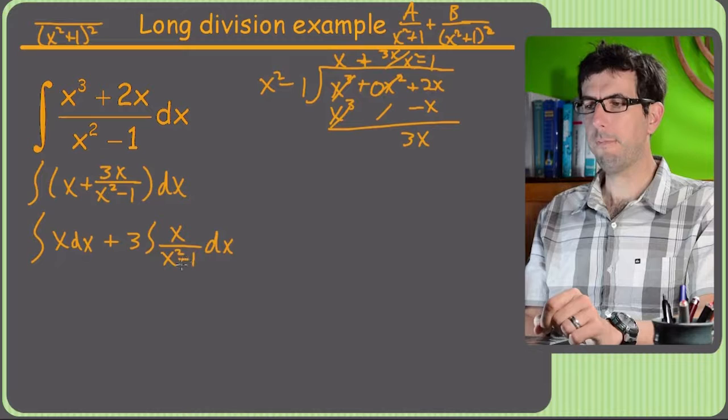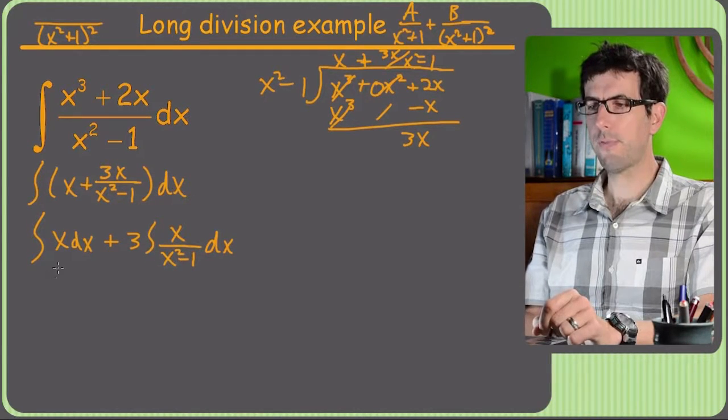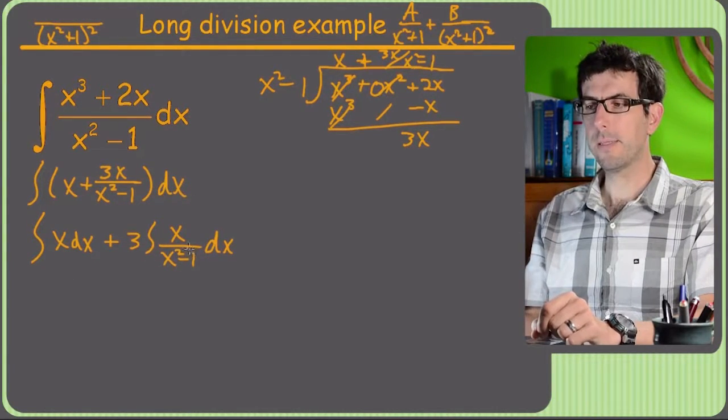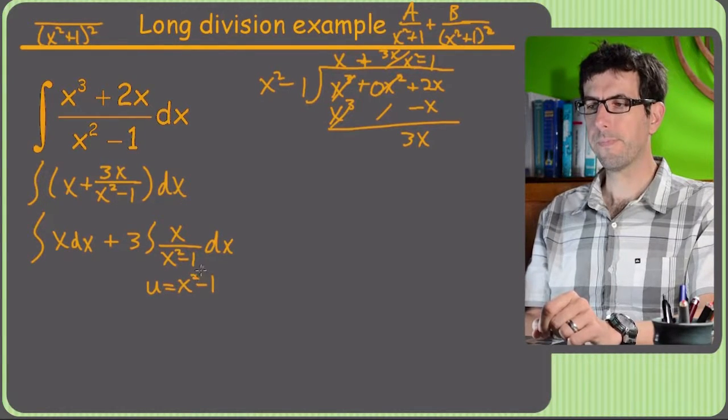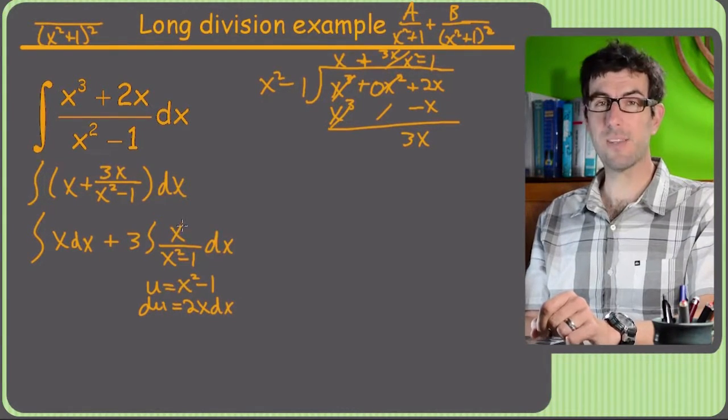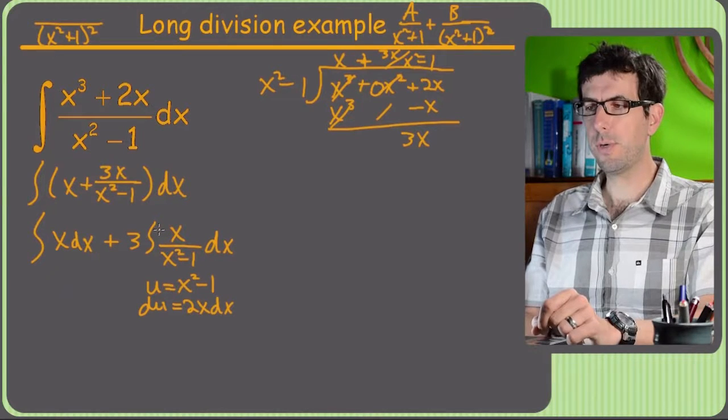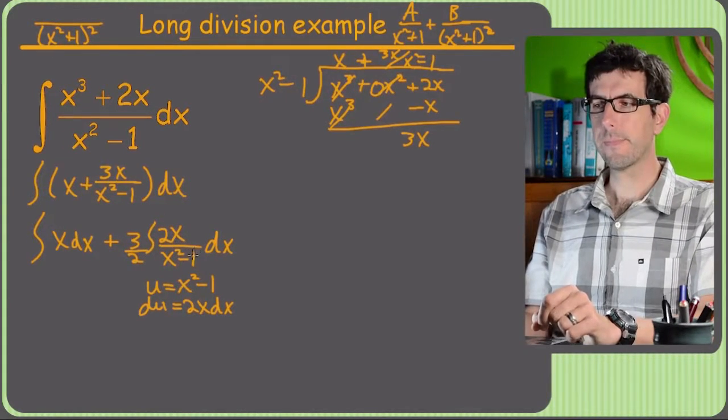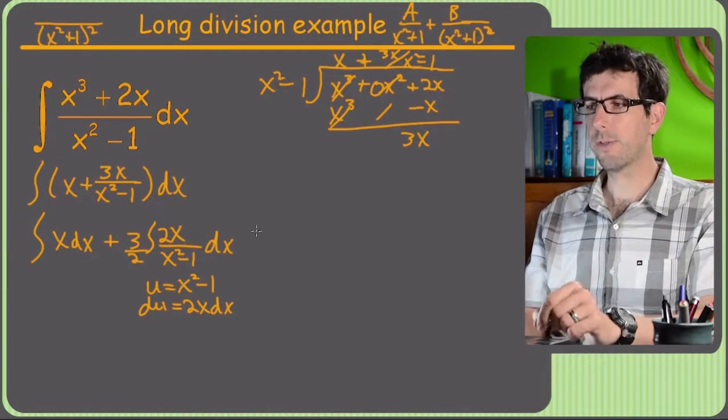So on this first one it's just a basic power rule. The second one, if I make my u my denominator, my du would just be 2x dx. Oh, and look at that, I've got an x already. So if I just put a 2 here and a 1/2 out front, my du and my u match, and I can just go ahead and integrate.